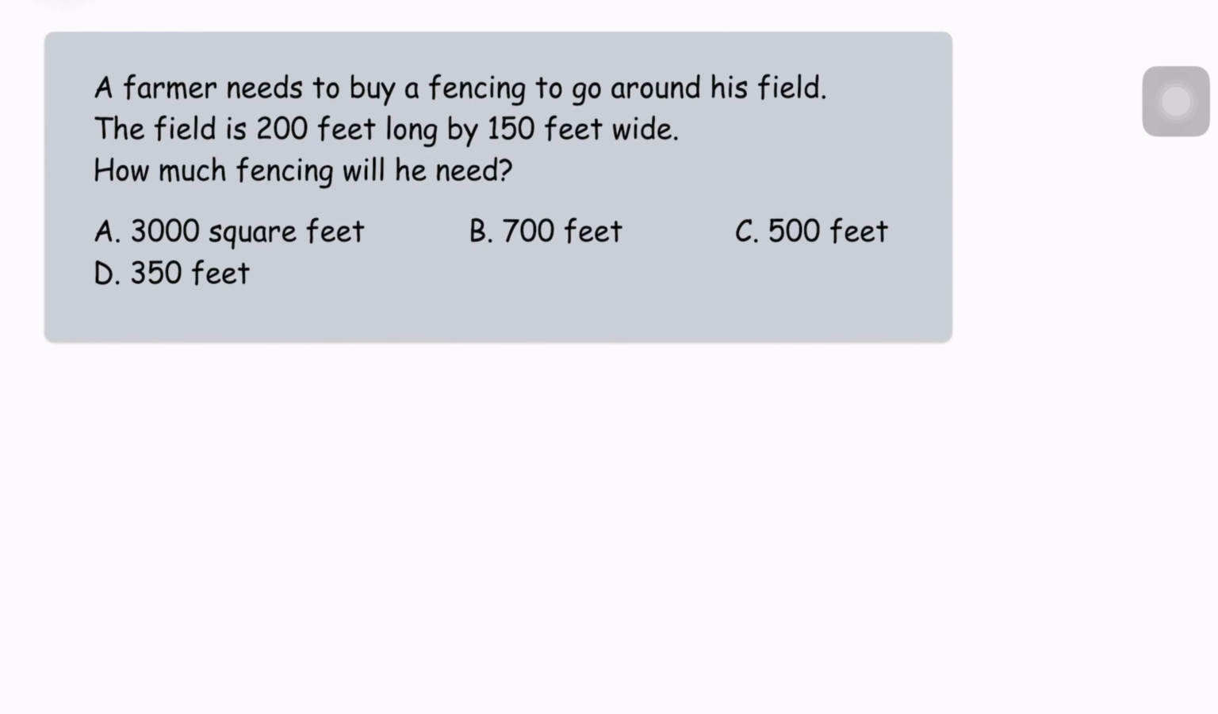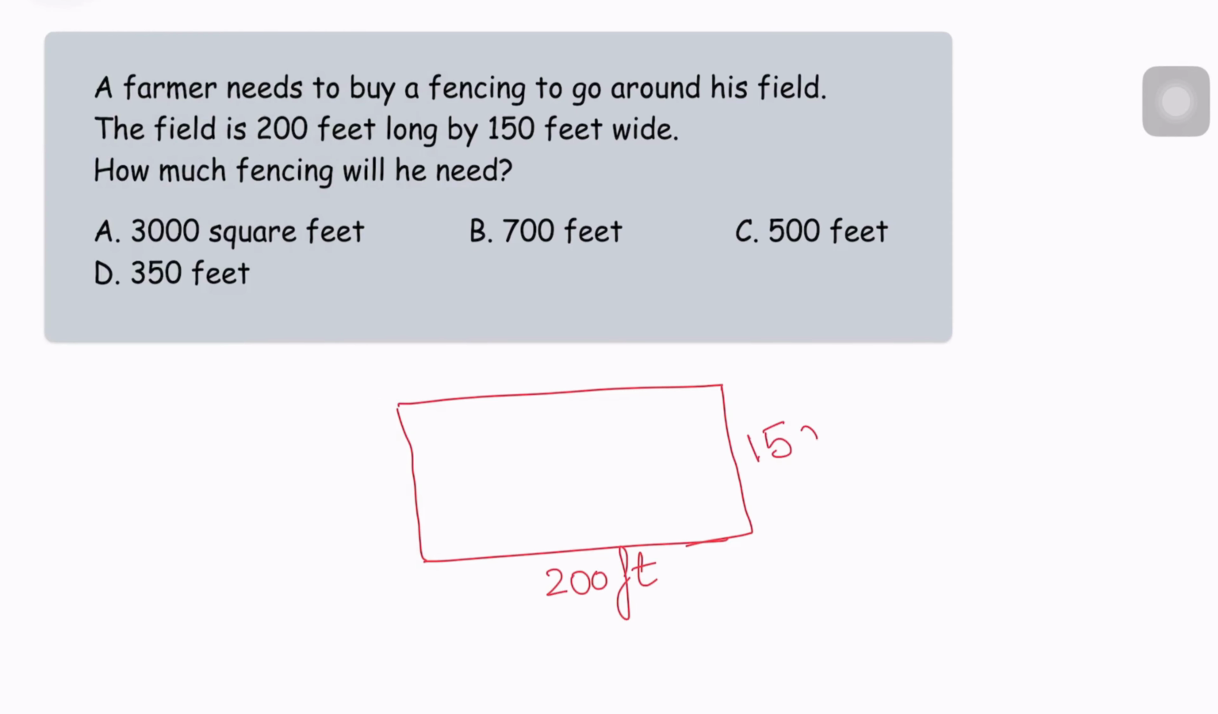If you know about area and perimeter, then you would have understood what we need to do here. And if you don't understand, not to worry, we will try to solve this question together. So the farmer needs to buy a fencing around his field. Let's try to draw a field here. So this is his field. It is typically a rectangle where the field is 200 feet long and 150 feet wide.